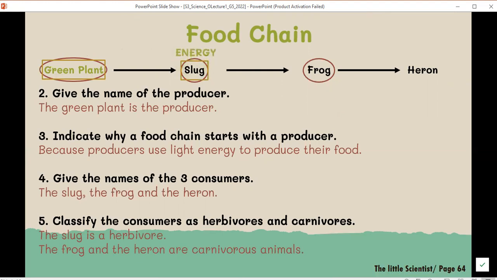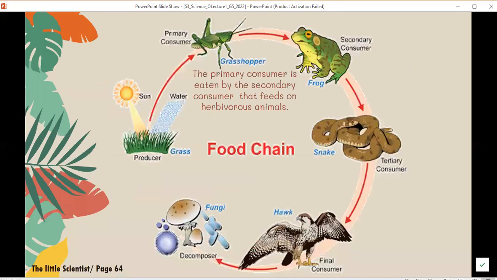Then the energy in the slug moves to the frog when the frog eats the slug. And then this energy moves to the heron when the heron eats the frog. Here is another example of food chains. It starts with a producer. Right here, it's the grass. This grass is eaten by the grasshopper. The grasshopper is called a primary consumer. The grasshopper is eaten by the frog, is eaten by the snake, is eaten by the hawk.